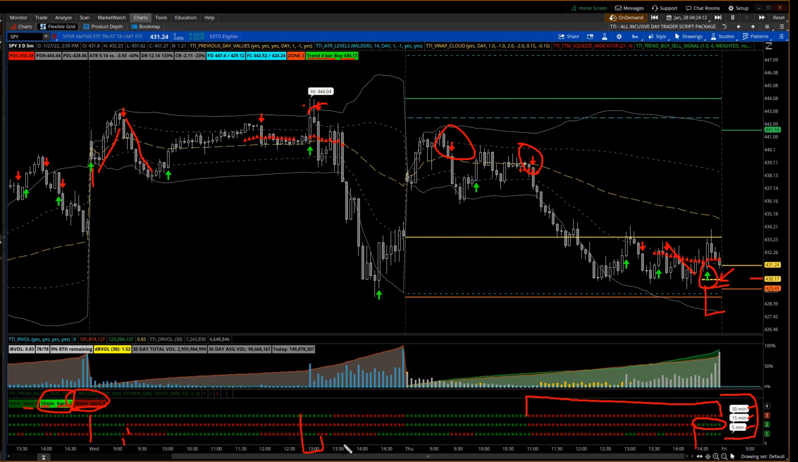So hopefully you found this helpful. That is a summary of the trend buy and sell indicator and the multi-time frame buy and sell indicator on the 5-minute chart.